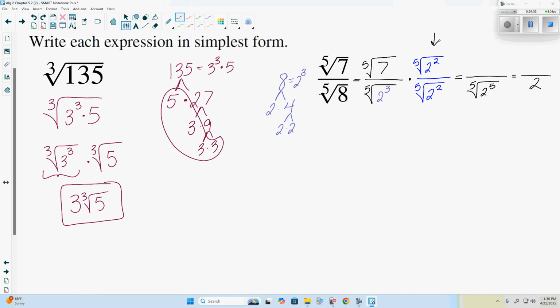On top, well, 7 is a prime number, so we have 7 times 2 squared. Well, there's no way to take the 5th root of 7. There's no way to take the 5th root of 2 squared. If it was, we wouldn't have had to multiply by it.